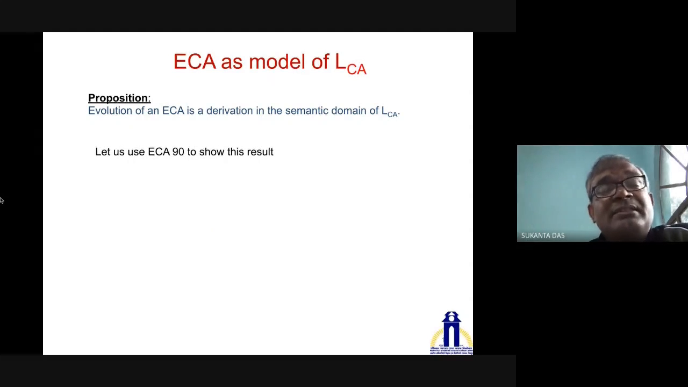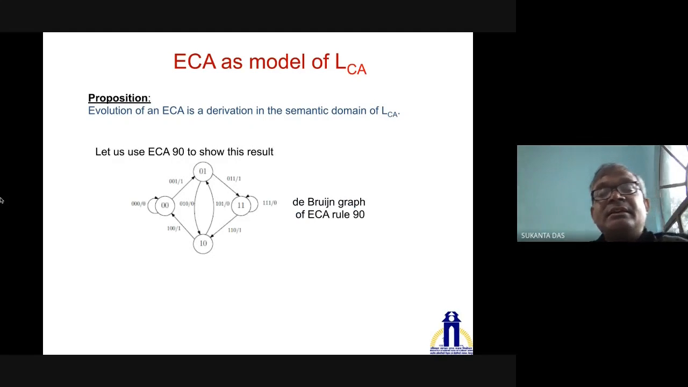and take an example. Let us consider ECA rule 90. Okay, and this is a diffusion graph. You know that this is a diffusion graph. It is an overlapping sequence, and I have written the next state in this fashion. So from the node 0, 0 to 0, 1, it is the overlapping sequence 0, 0, 1, and the next state is 1.